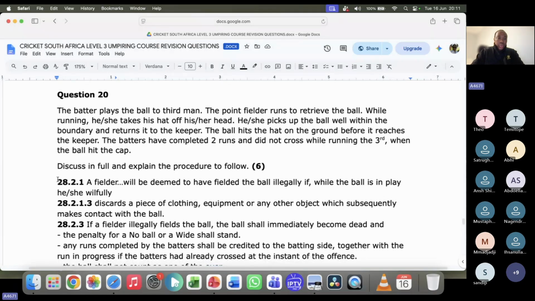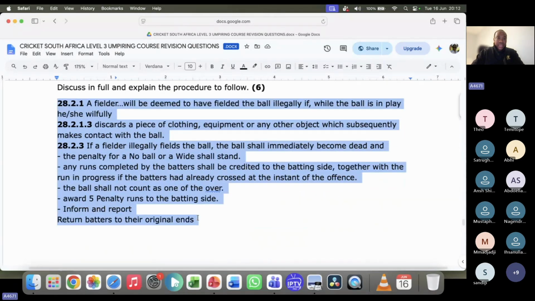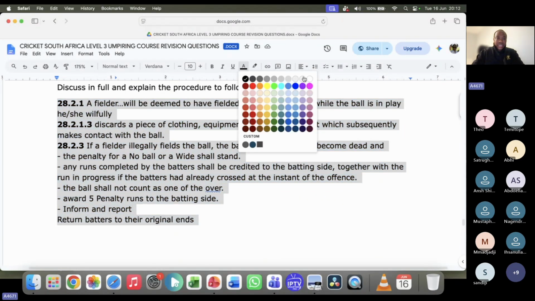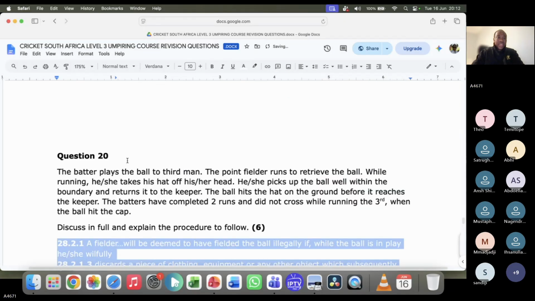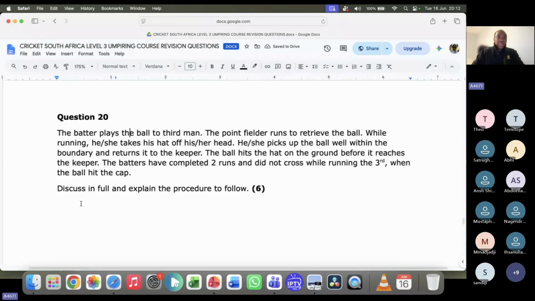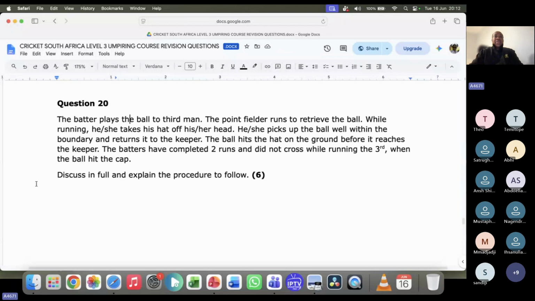Question 20. Let me just take the answer off. The batter plays the ball to third man. The point fielder runs to retrieve the ball. While running, he or she takes his or her cap off his or her head. He or she picks up the ball well within the boundary and returns it to the keeper.